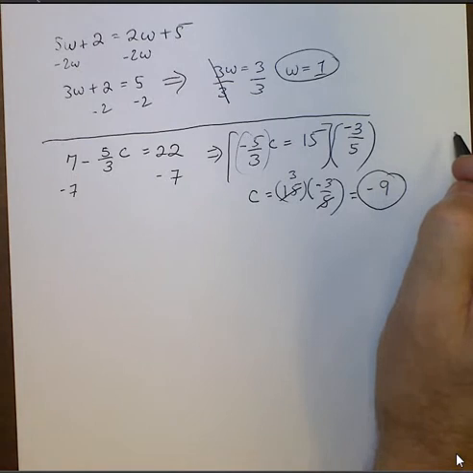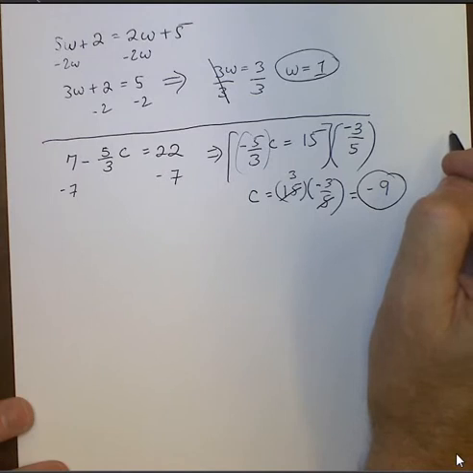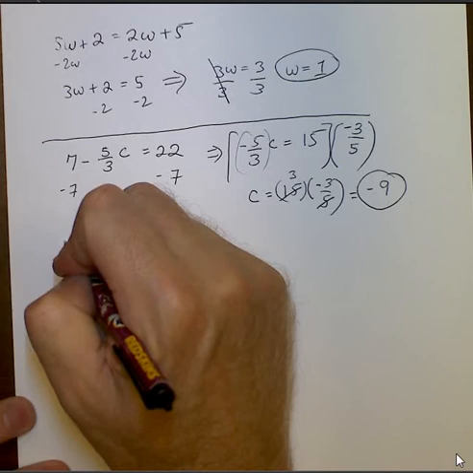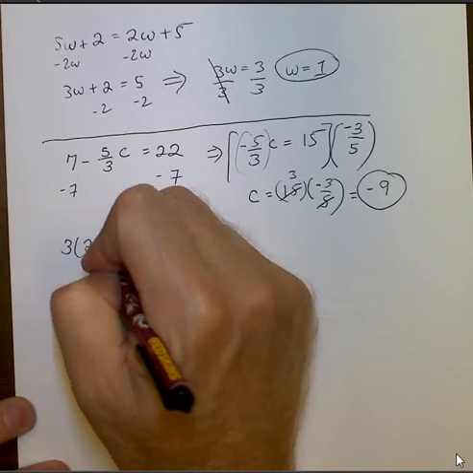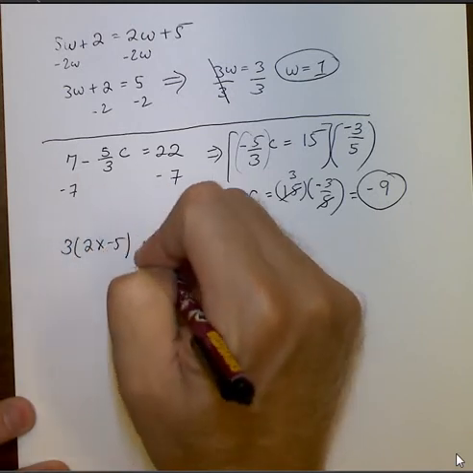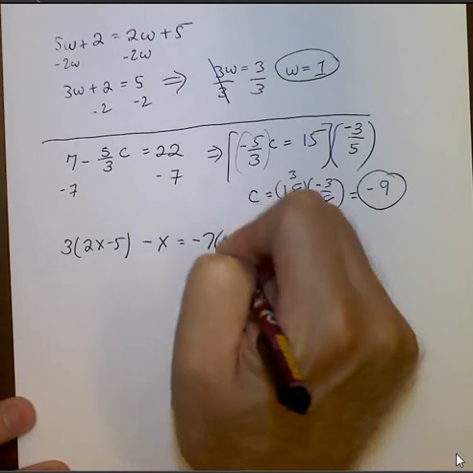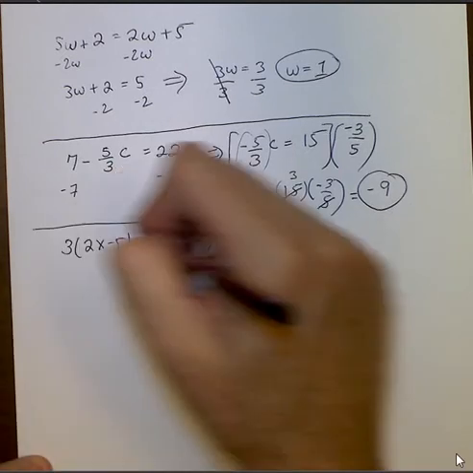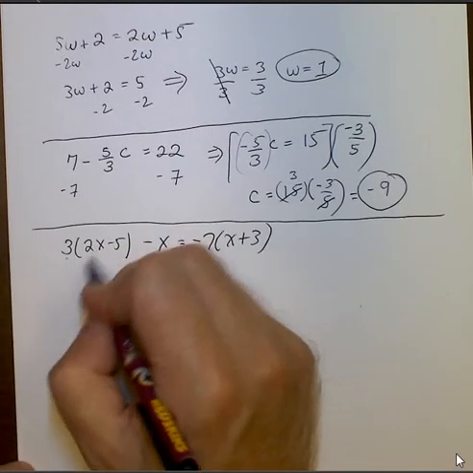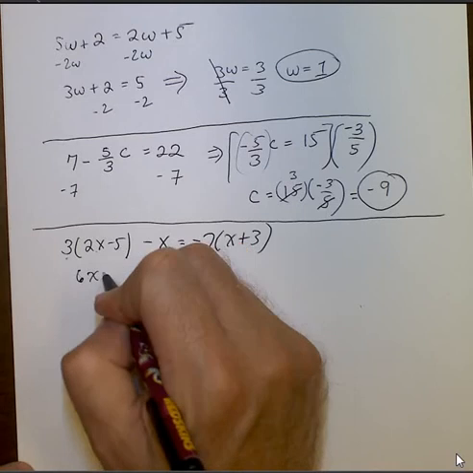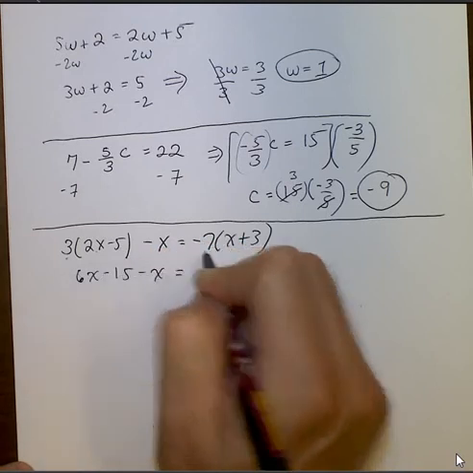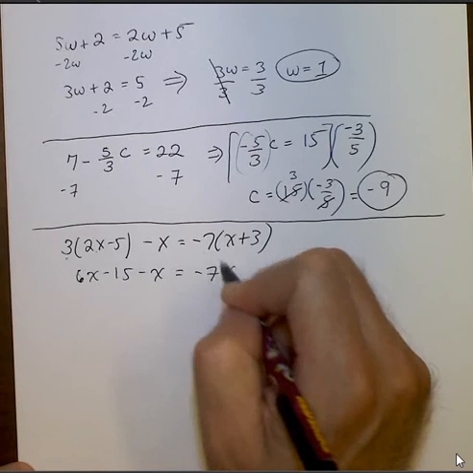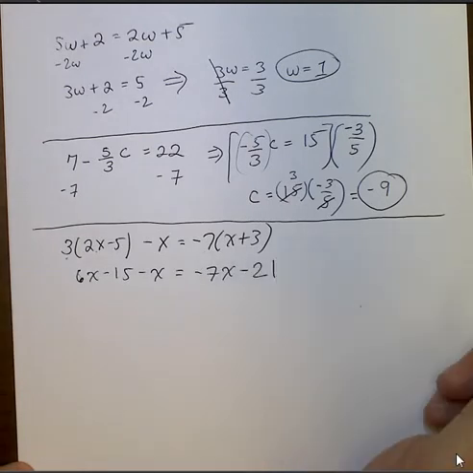Let's do another one that involves distributing. If I were giving you a problem such as 3 times (2x minus 5) minus x equals negative 7 times (x plus 3), the first step is we have to do the distribution. 3 times 2x is 6x. 3 times negative 5 is negative 15. Negative 7 times x is negative 7x. Negative 7 times 3 is negative 21.